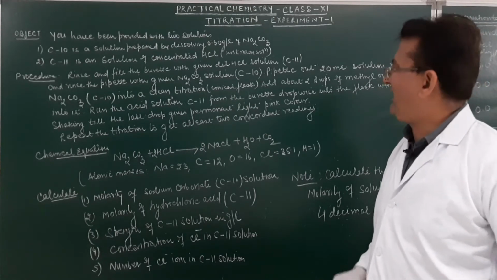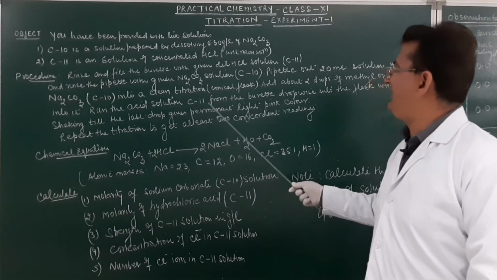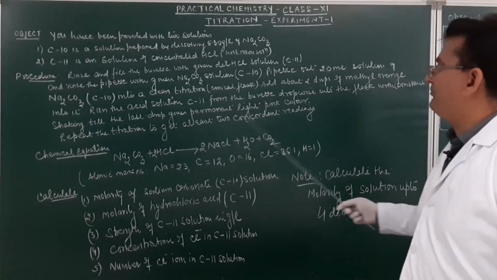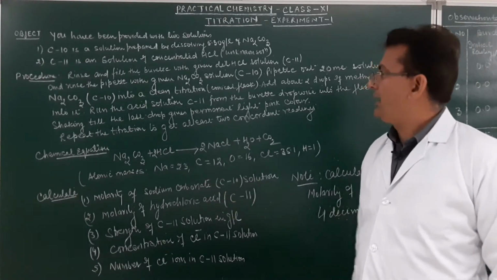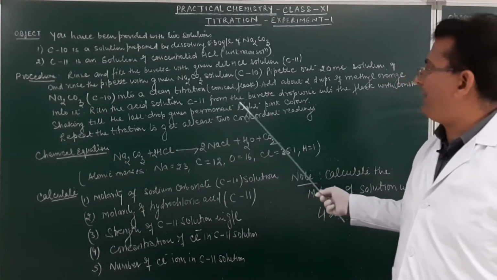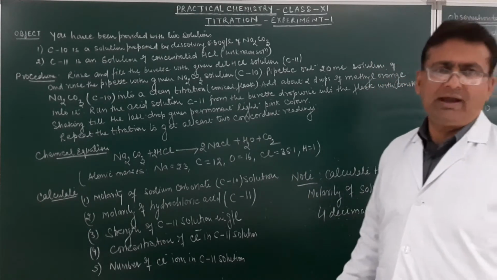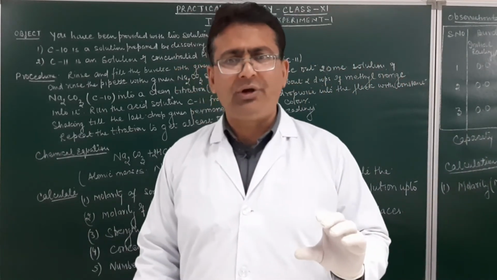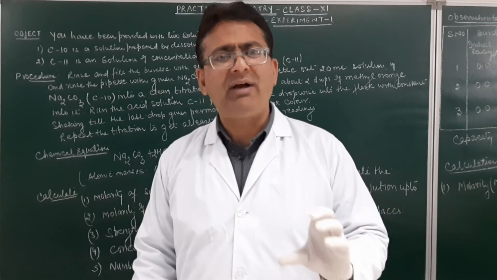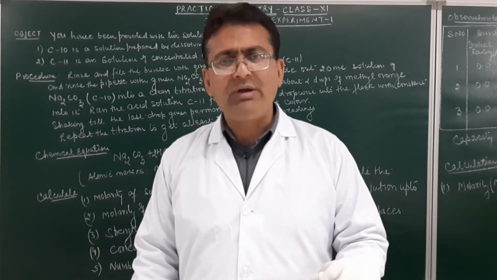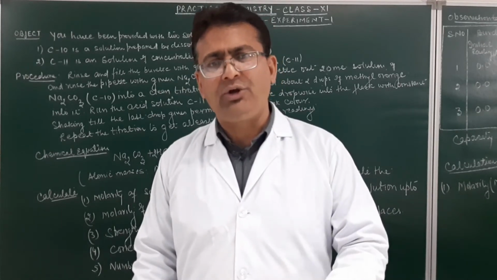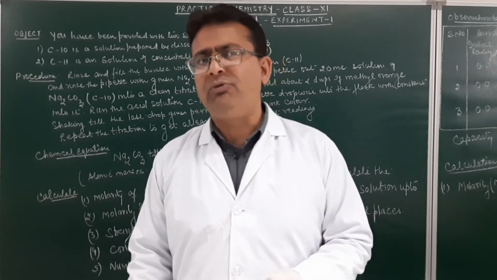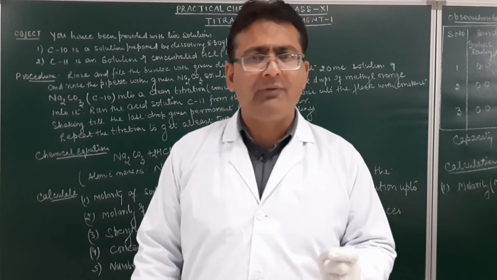Now run the acid solution C11 from the burette drop-wise into the titration flask with constant shaking till the last drop gives the permanent light pink color. Am I clear? Once you have taken the sodium carbonate solution in the titration flask, to this you have added the methyl orange. Then from the burette you run the HCl solution into this. When the titer value is obtained, that is the end point is obtained. End point will be the point of neutralization.